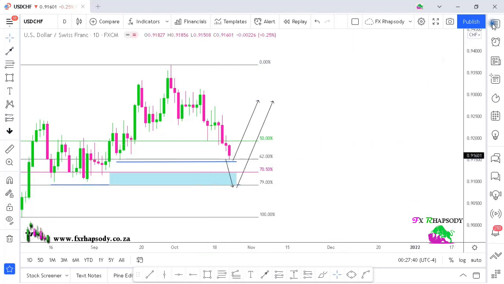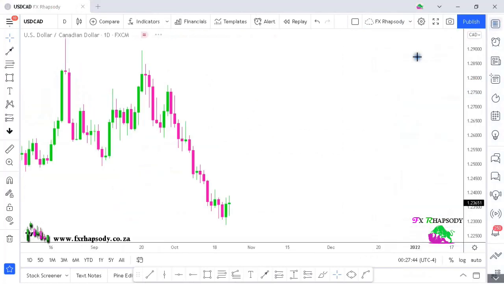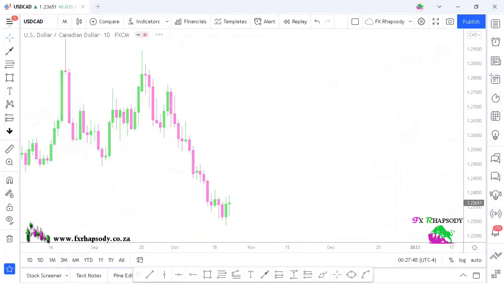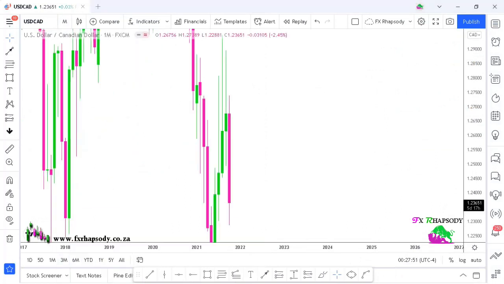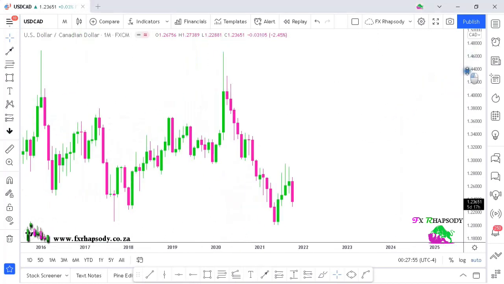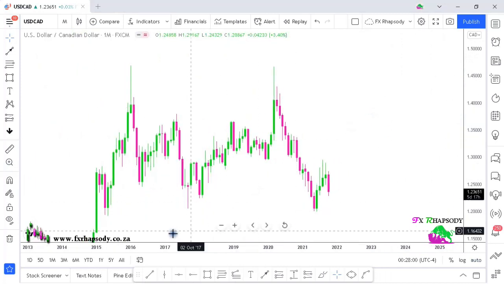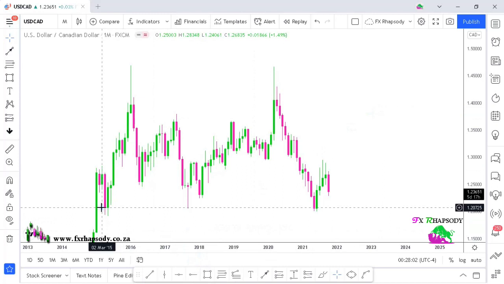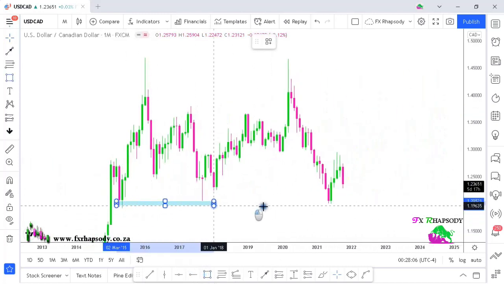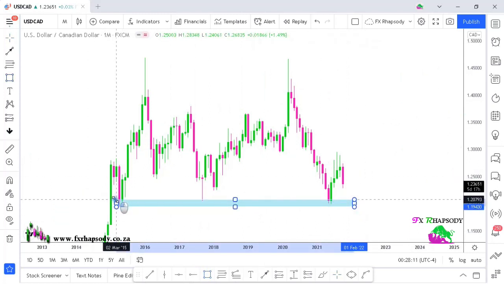Right, let's move on to, what did we say we're going to do? The dollar, Canadian dollar, US dollar, Canadian dollar. So let's start off with the monthly time frame. So on the monthly, let's just drill it down. There we go. Just have a look at the big monthly picture. This is now going back a long way. So you can see just a rough little zone that I pulled in there.